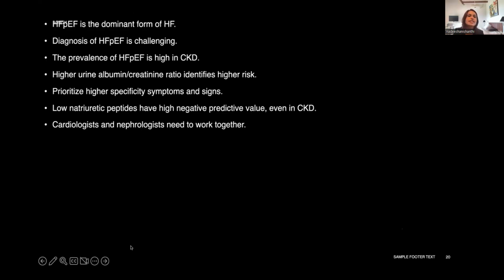So, heart failure with preserved ejection fraction is the dominant form of heart failure, and the HFpEF is very high in chronic kidney disease patients, and the symptoms of chronic kidney disease and symptoms of heart failure in those patients are merged. We have to differentiate whether this patient's symptoms are due to uremia or due to heart failure. And higher UACR identifies higher risk, and we have to prioritize the symptoms and signs of heart failure. So that's why cardiologists and nephrologists need to work together with these patients.